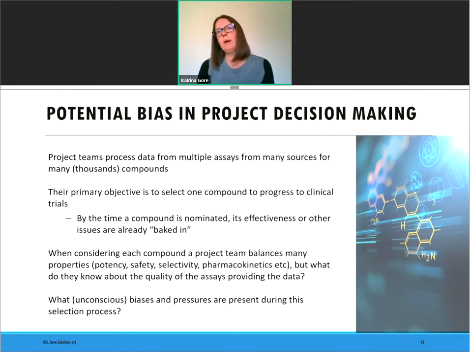When considering which compound to select, a project team is balancing many different properties of potency, safety, selectivity, and pharmacokinetics. But what do they know about the quality of the assays providing the data? They have estimates of all of those properties coming from multiple different sources, and they're making decisions upon those. But quality is an unknown factor for many of these assays. What unconscious biases and pressures are also present when they're performing this selection process?